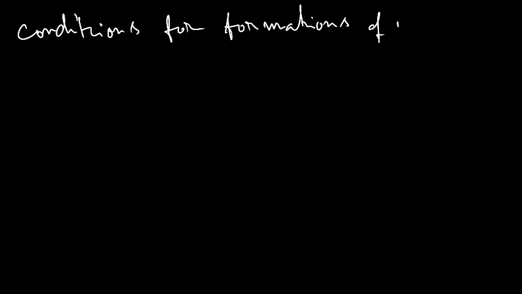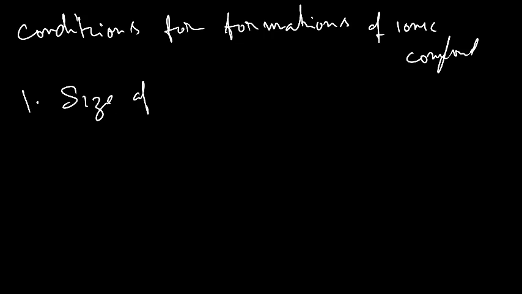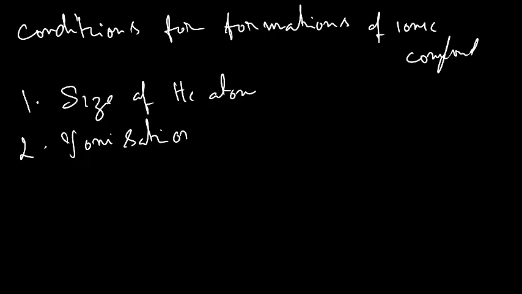Let us see the conditions for formation of ionic substances or compounds. Number one, size of the atom. If the size of the atom is greater, a cation forms quickly. Similarly, ionization potential. If ionization potential is least, then the electron is lost quickly, therefore a cation forms quickly.